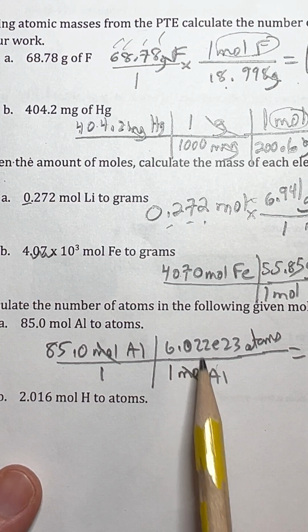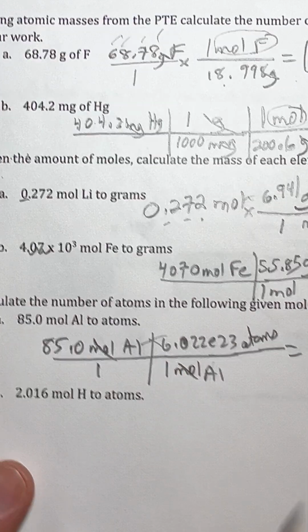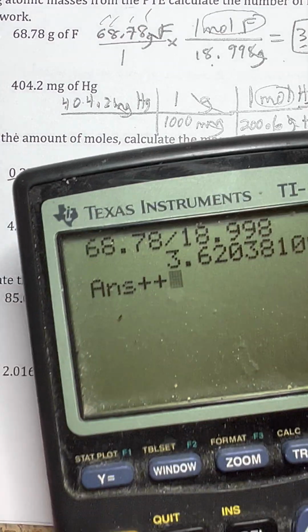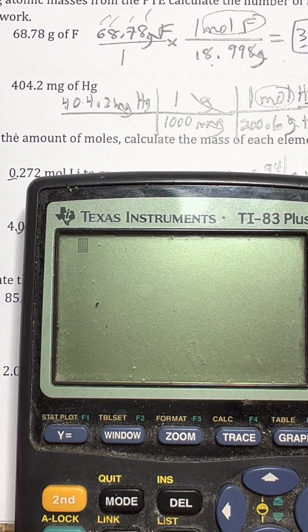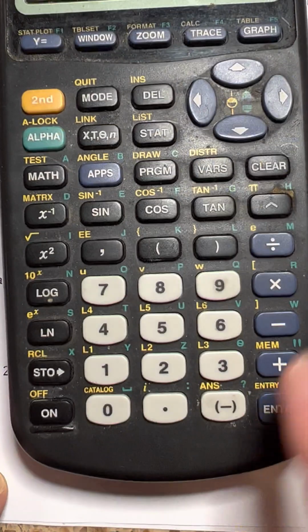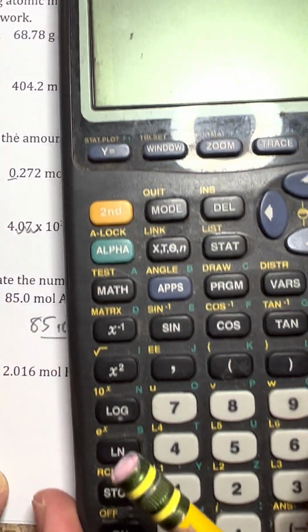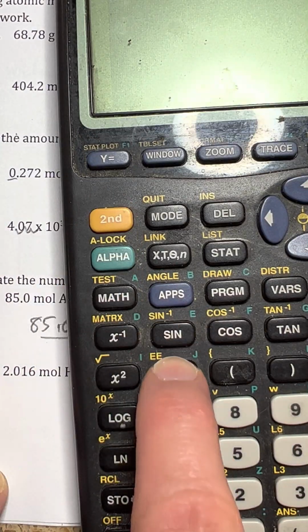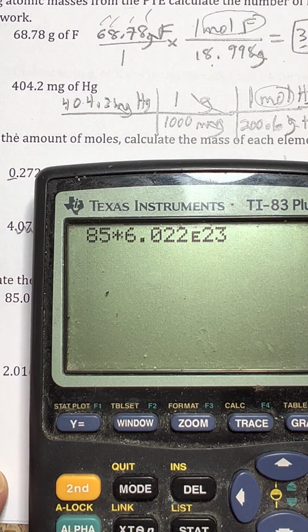And then these two numbers are next to each other, so you will multiply those two numbers. Again, you have to know how to put this into your calculator. So you will go 85 times, let's watch what I'm doing here with my fingers, 6.022. You got to hit that second button. You got to hit that EE button, and then you hit 23, and look what it looks like. And then you hit enter.